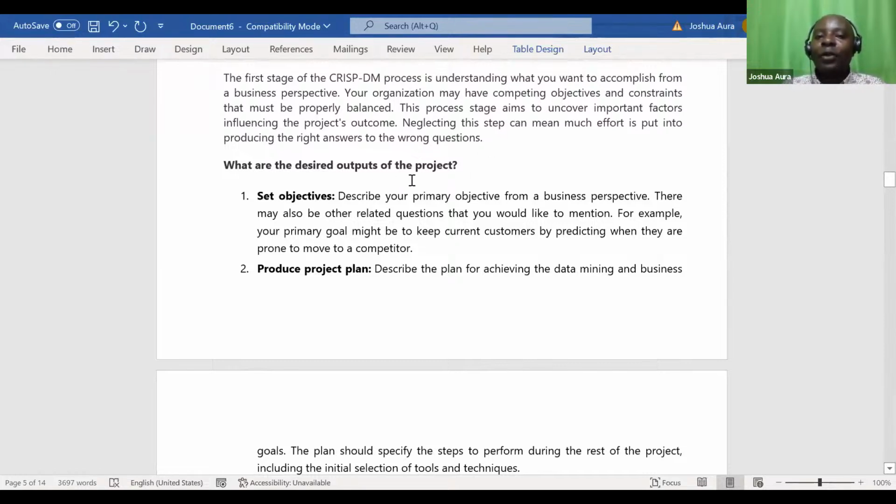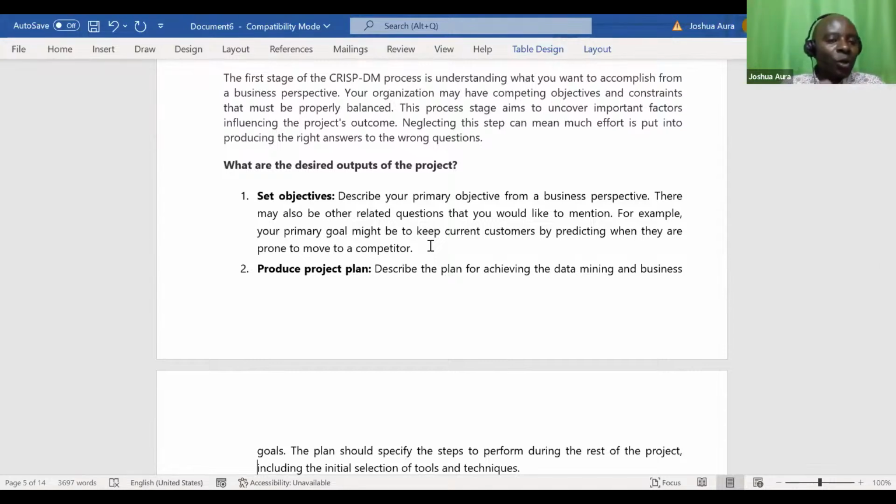What are the desired outputs of the project? We must ask ourselves this when we're trying to understand this business. Set objectives. Describe your primary objective from a business perspective. I would want, in this case, for example, to analyze data for IBC for purposes of this and this. There may also be other related questions that you would like to mention. For example, your primary goal might be to keep current customers by predicting when they are prone to move to a competitor. Like now, some of you may be moving to a competitor.